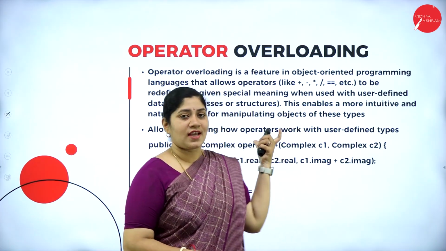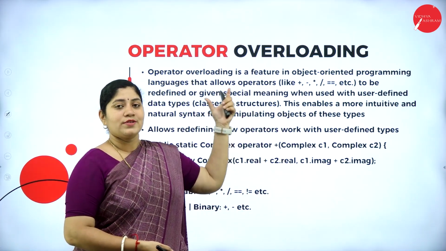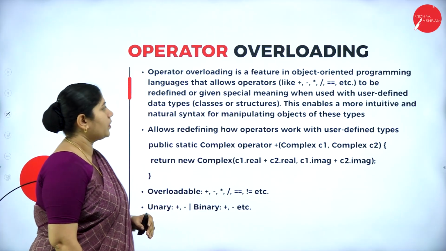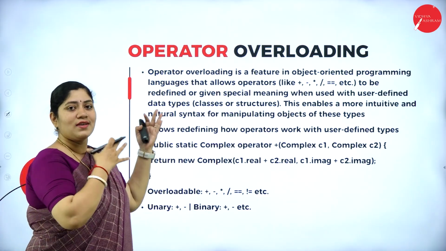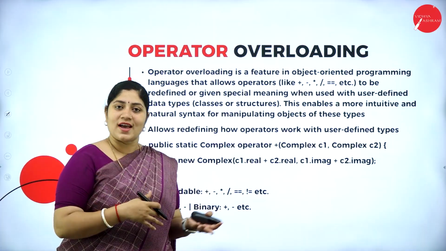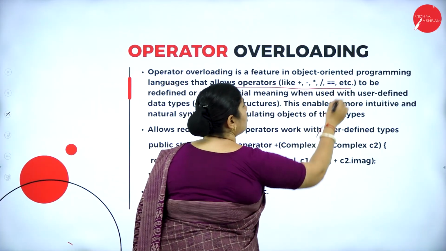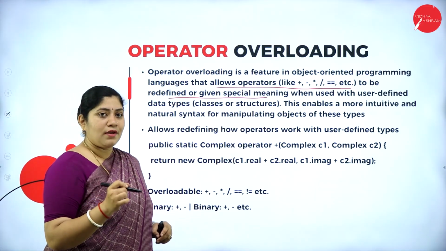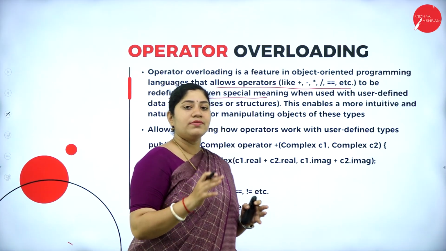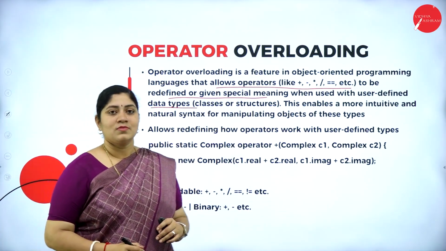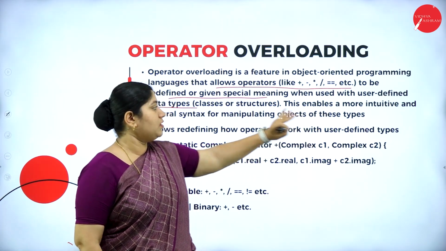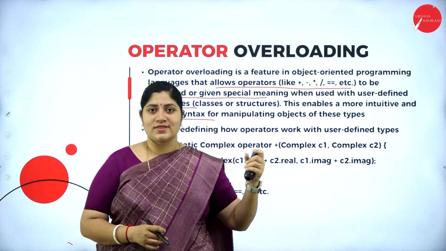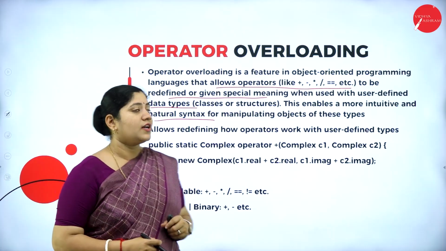Let's move forward and understand exactly what is operator overloading. This is the second type under compile time polymorphism. Let's see what is operator overloading. As we know, this is all about the different set of operators that we utilize to write our code. It allows the operators to be redefined or given special meaning whenever they are used along with user-defined data types. This enables a more intuitive as well as natural syntax for manipulating objects.